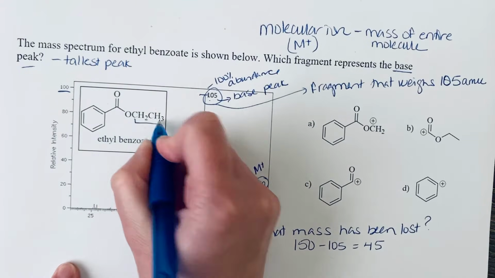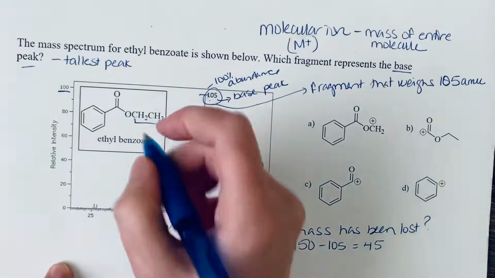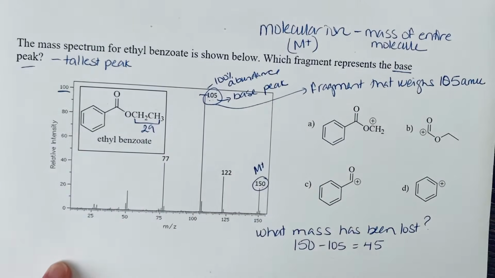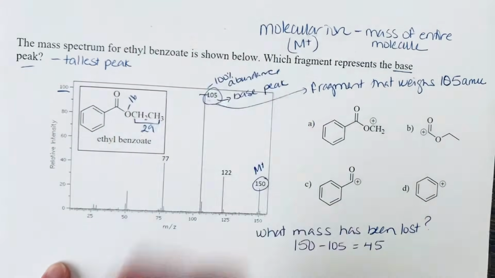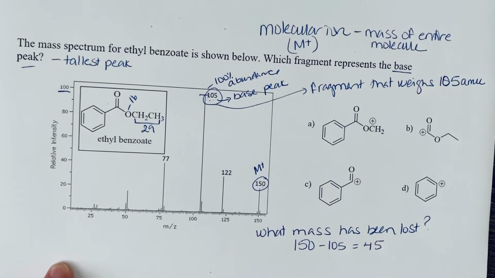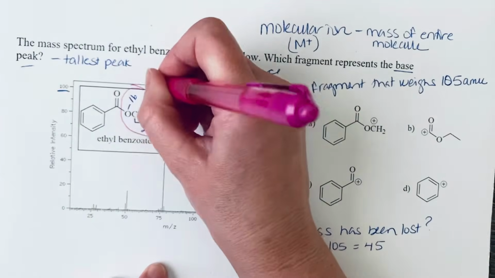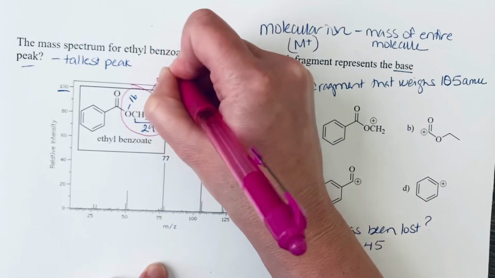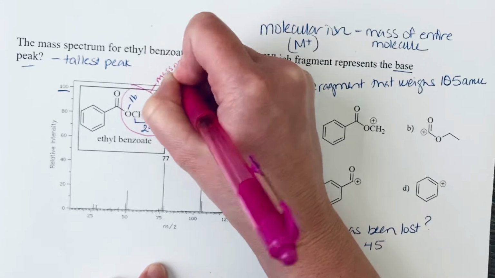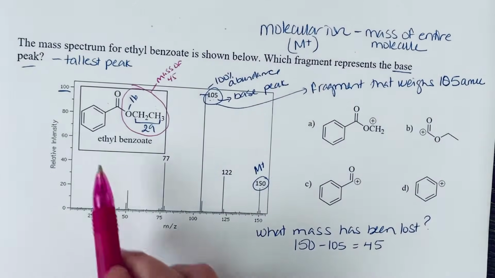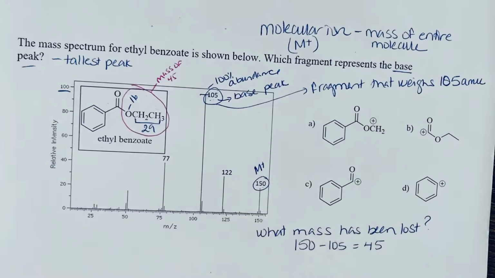Well, the ethyl group is a fragment that you will see a lot, so you might want to recognize that it weighs 29. And then the oxygen, of course, weighs 16. So what that means is that this entire fragment, this OCH3, has a mass of 45. So this base peak is a result of alpha cleavage.